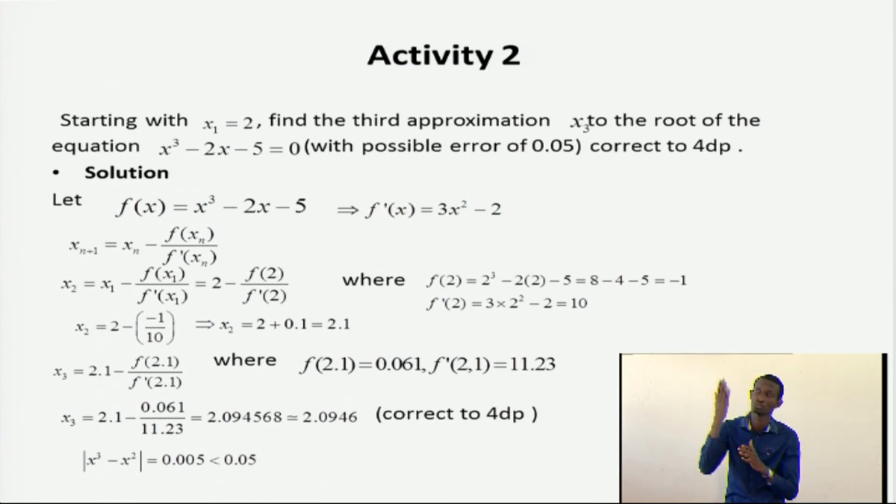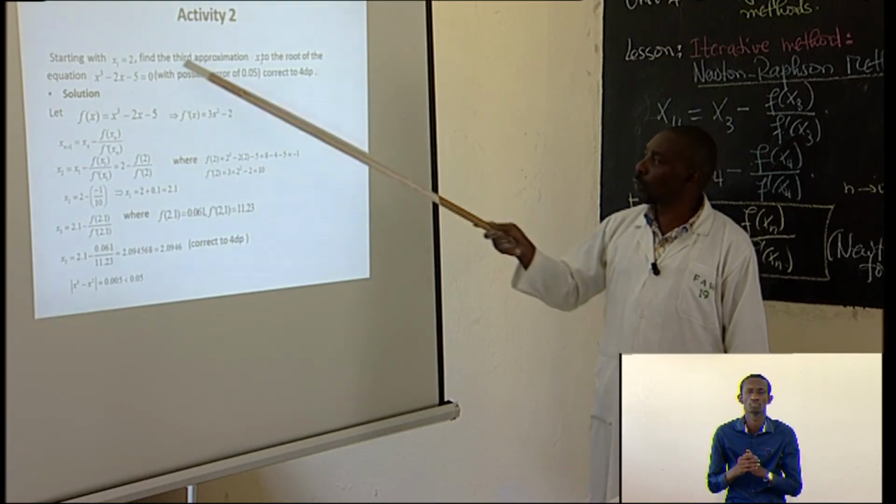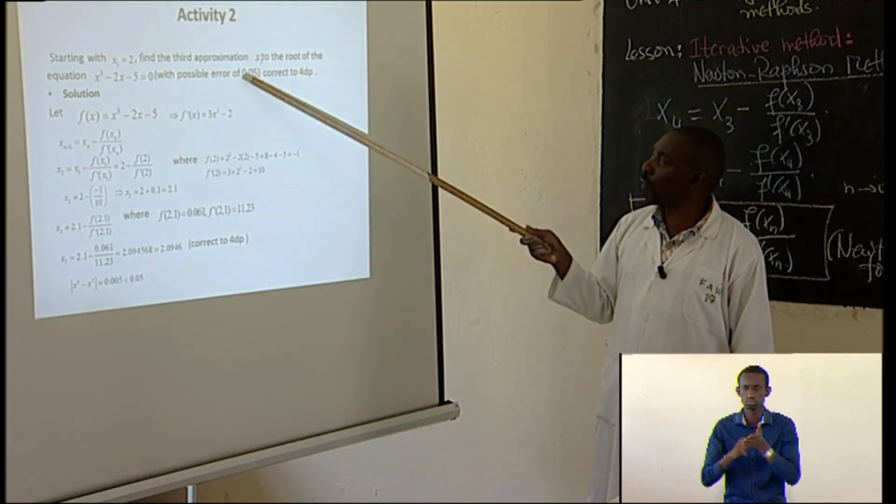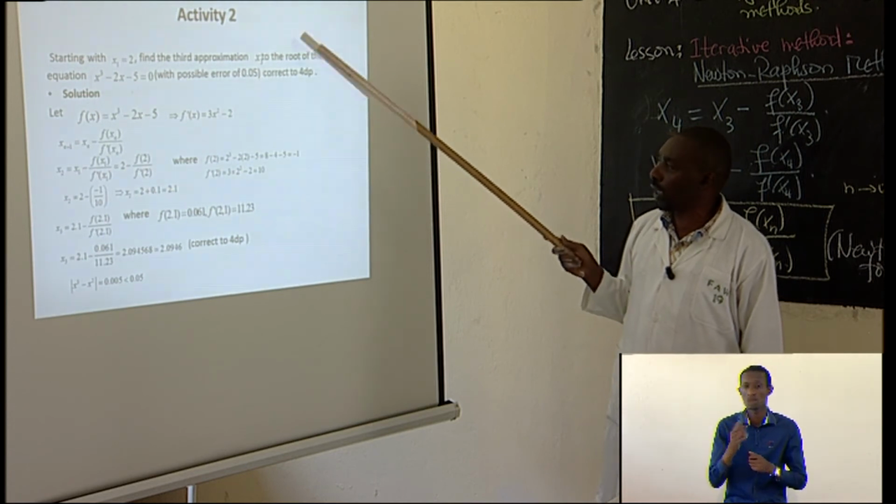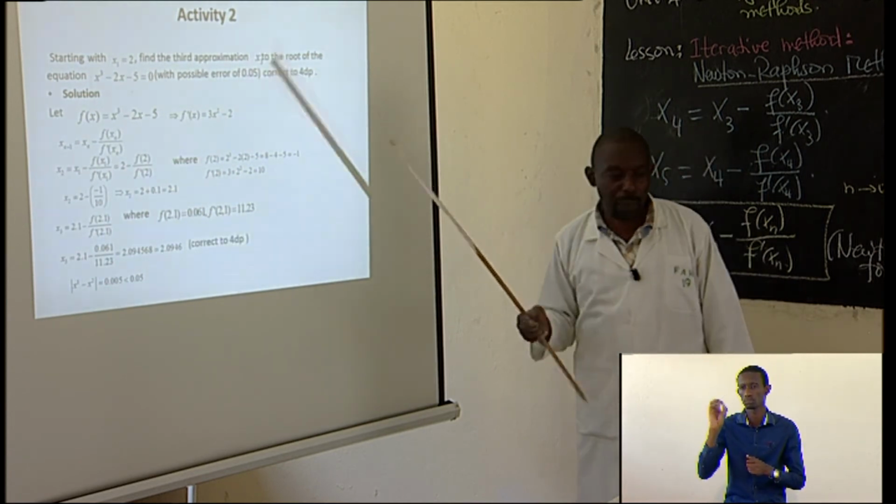And here you have another example for you, but of course, it is like auto-evaluation. I'm not going to solve that. You are going to follow the method used, and you do it yourself. Starting with x1 equals to, find the third approximation, x3, to the root of that equation with a possible error of 0.05, correct to 4 decimal places. Of course, the answer is there, but you are going to find it.